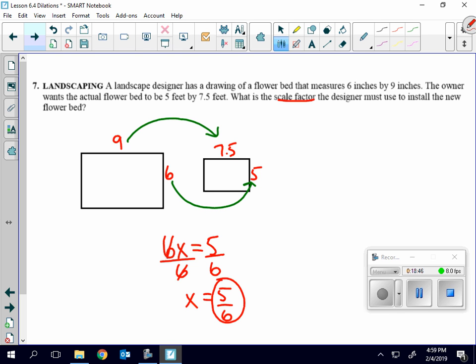And we can check ourselves. Here we go, let's check. Okay, let's take 9 and multiply it by our scale factor, 5/6. 9 times 5 divided by 6 on your calculator comes out to 7.5, which is what I want. Right, 9 to 7.5.